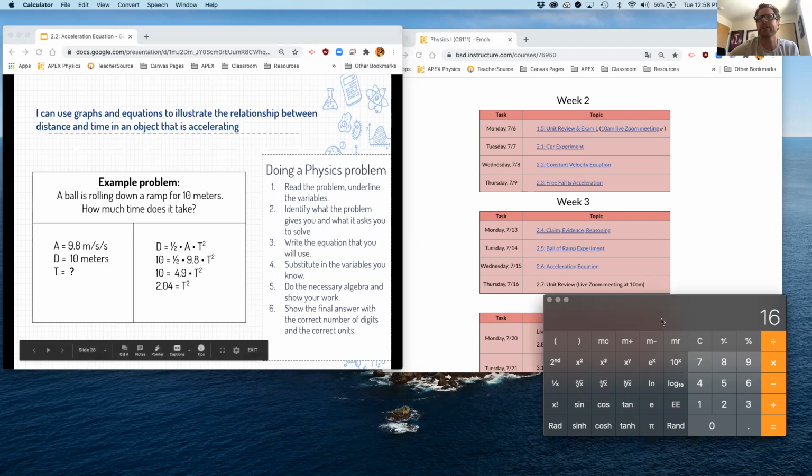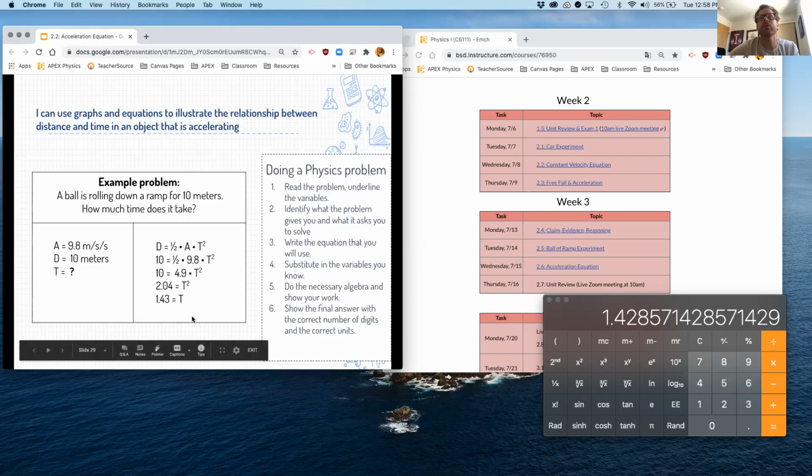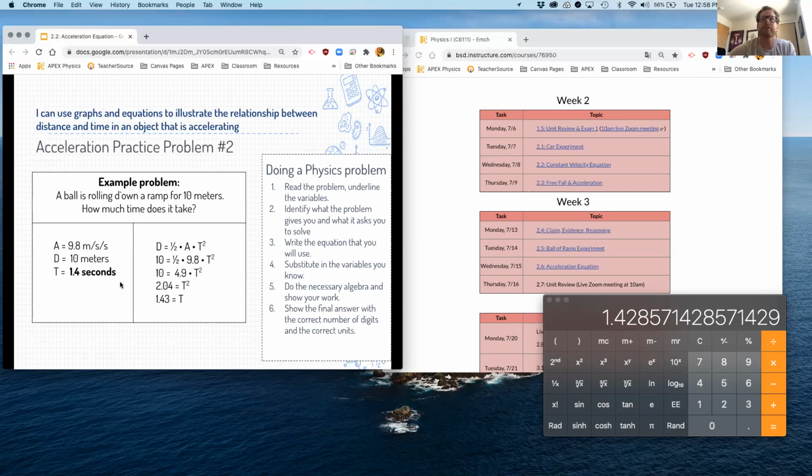And so I have to use my calculator for this one. If I were to do something like this, I'm going to go 10 divided by 4.9. That's this problem right here. And then I'm going to take the square root right here, and I get 1.43. Now again, this needs to be 2 digits, and we're talking about seconds. So my final answer is 1.4 seconds. This is probably the hardest of the example problems.